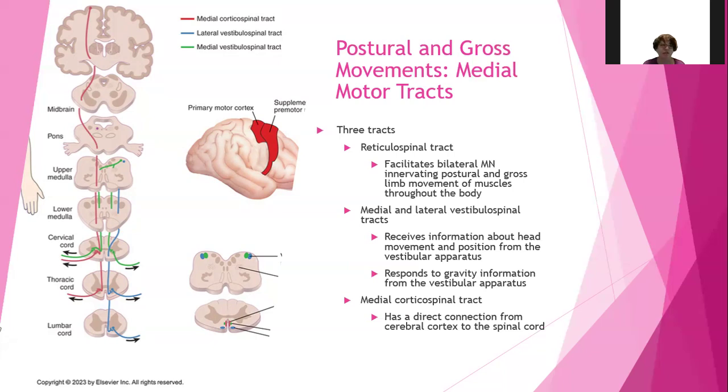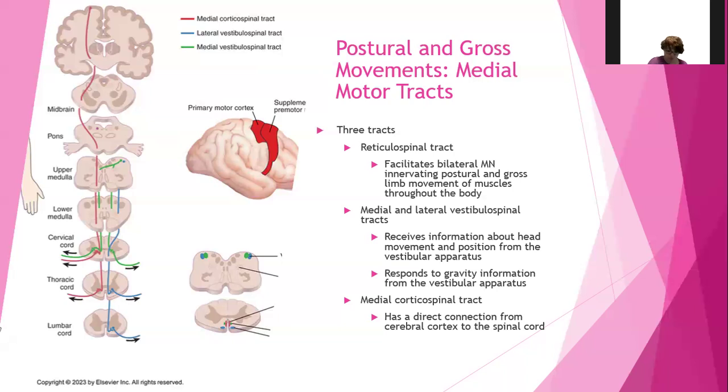So the reticular system is in the brainstem, and it's a big part of our alertness and awareness. And so I sort of think of that as the alertness of your muscles. That's just my way of remembering it. Your muscles are being innervated and facilitating postural and gross limb movement through the reticulospinal tract. The medial and lateral vestibulospinal tracts receive information about head movement and position from the vestibular apparatus, and they respond to gravity information from the vestibular apparatus.